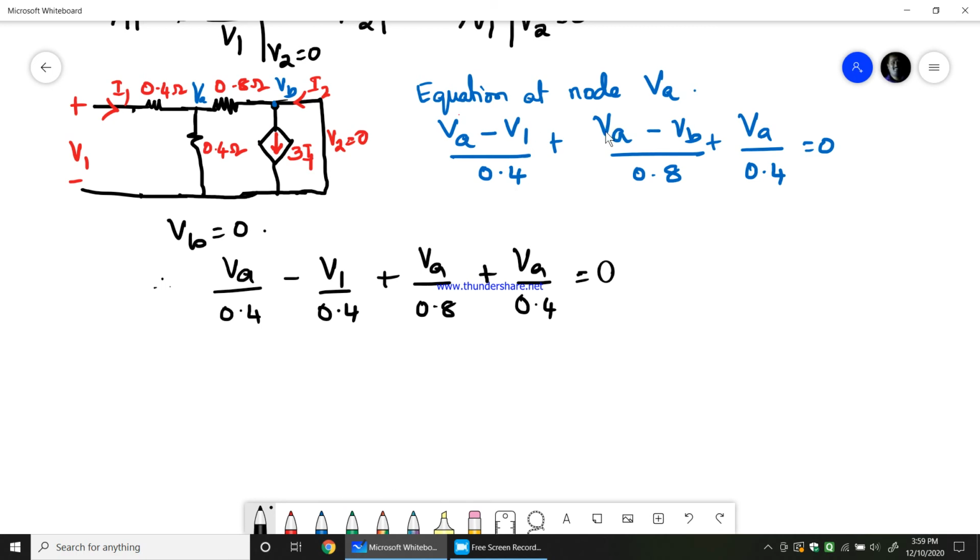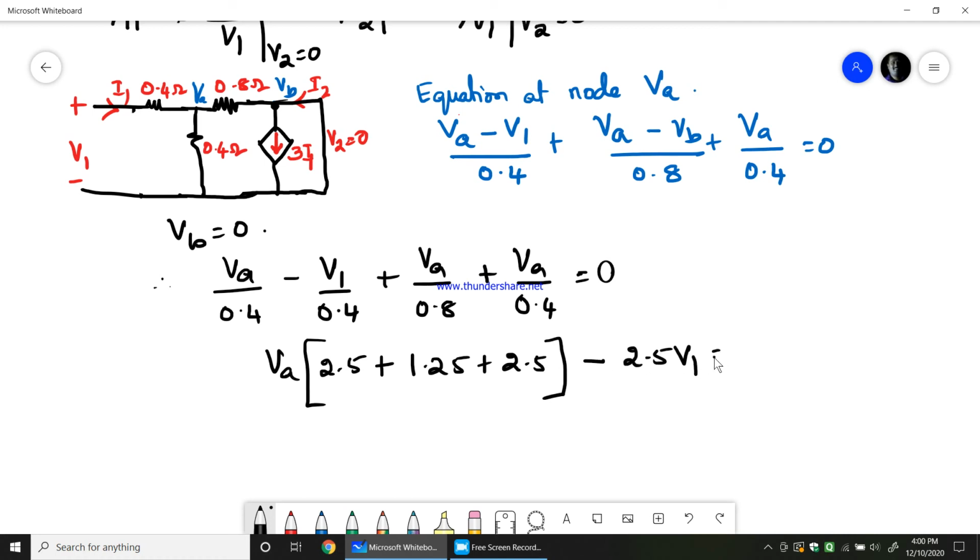VA by 0.4 minus V1 by 0.4, plus VA by 0.8 plus VA by 0.4 equals 0. So VA into 1 by 0.4, which is 2.5, plus 1 divided by 0.8, which is 1.25, plus 2.5, minus 2.5 times V1 equals 0. So I would be getting 2.5 plus 1.25 plus 2.5, which is 6.25 times VA minus 2.5 times V1 equals 0. So this is what I get.